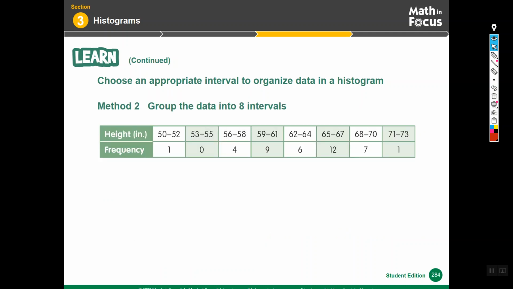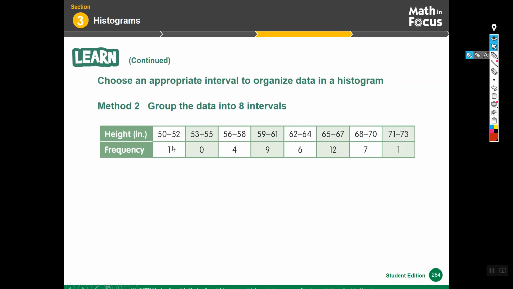All right. Method 2, the data set: choose an appropriate interval to organize data. Same thing here. Method 2, so here's our height. They went with smaller groups. So they rounded up to 24, and they divided that by 8. They wanted 8 intervals, and each interval has 3 in it. Okay.